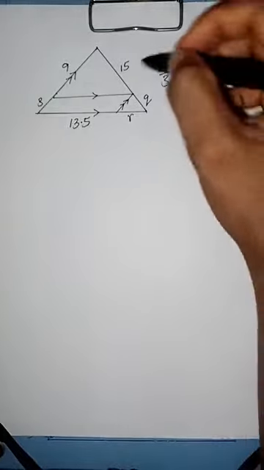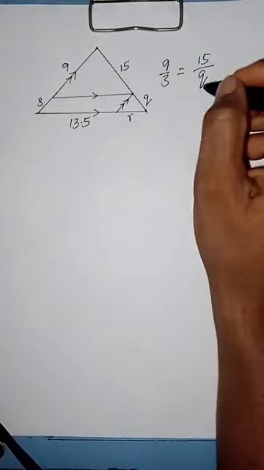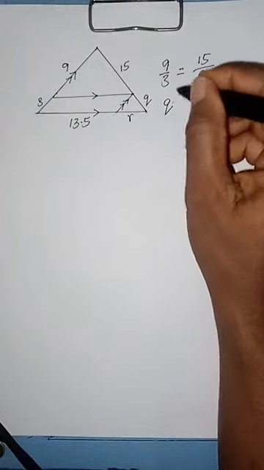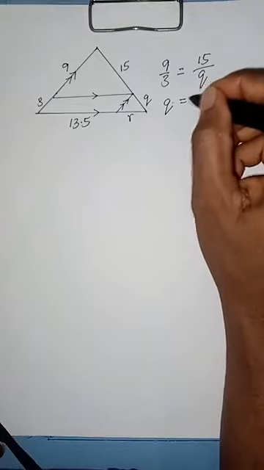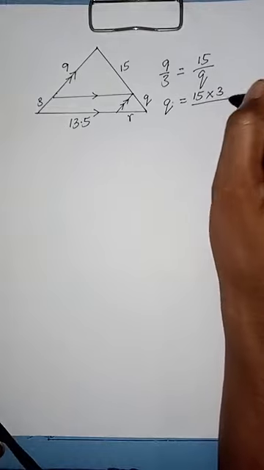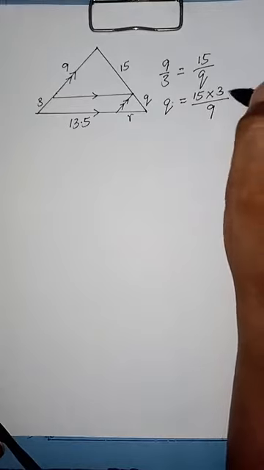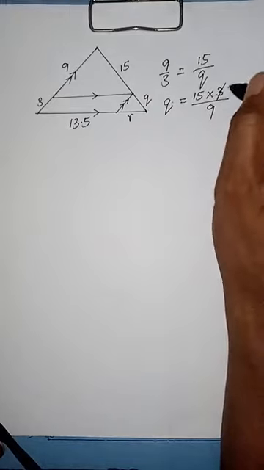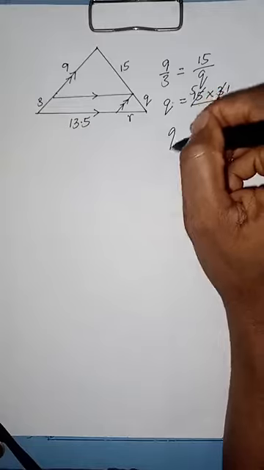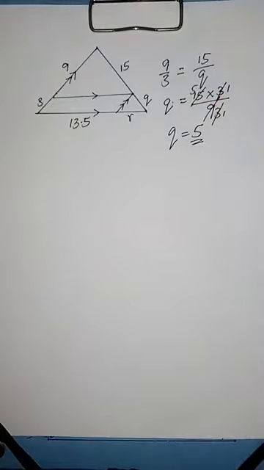Now, this is quite easy when we consider the entire triangle. And we make Q the subject of the formula, cross multiply. Q will take the position of the 9, and 3 will go to 15, multiply 15, and 9 takes the position of Q. And if you divide this, you're going to have 5. So Q is equal to 5. Now, how do we get R?